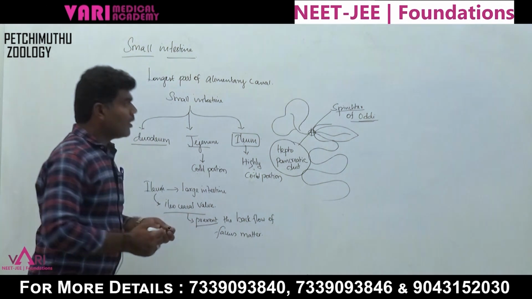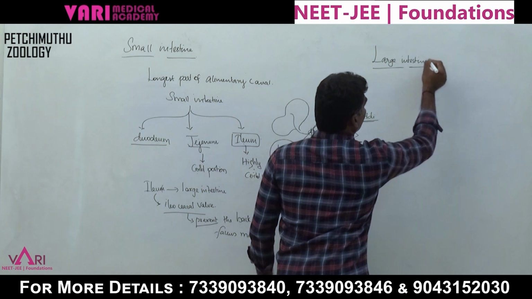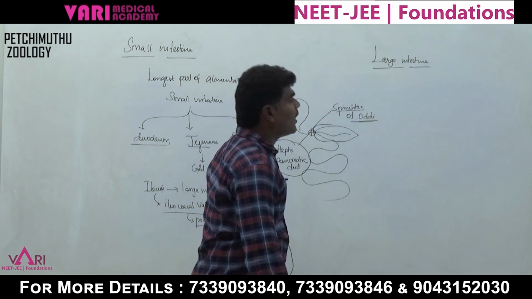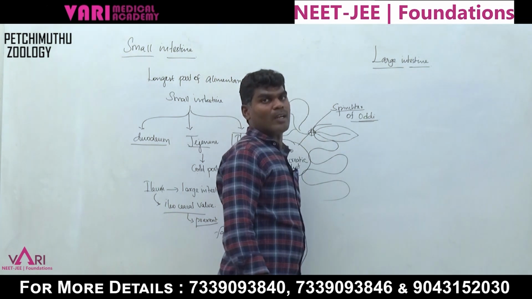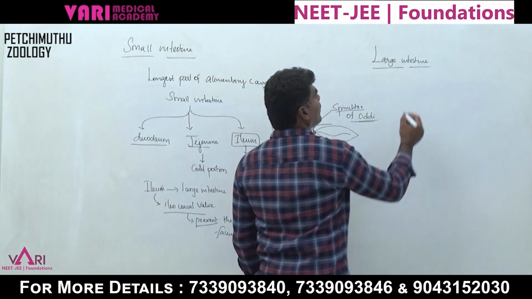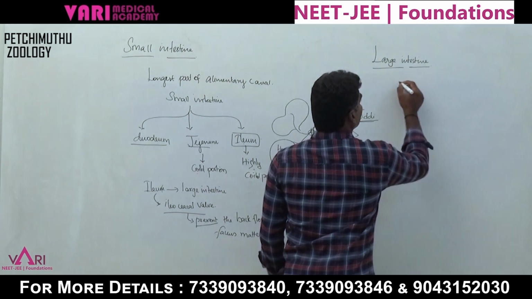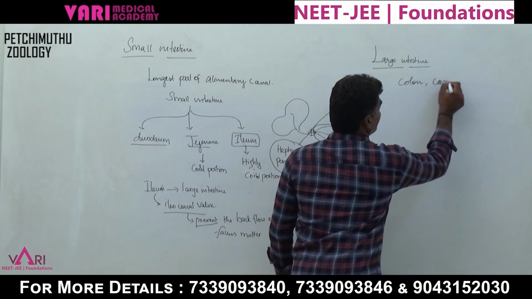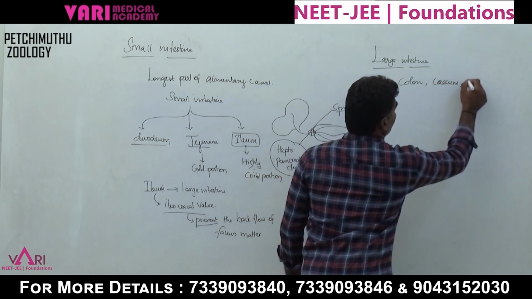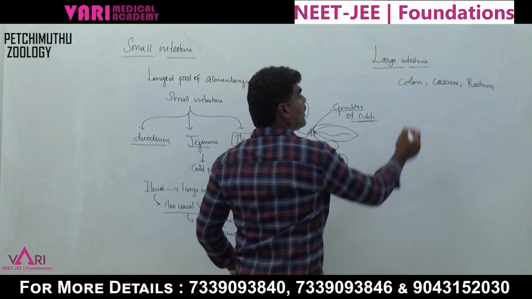Now we can see the large intestine. The large intestine is divided into three parts: the colon, cecum, and rectum. The cecum is the first part.